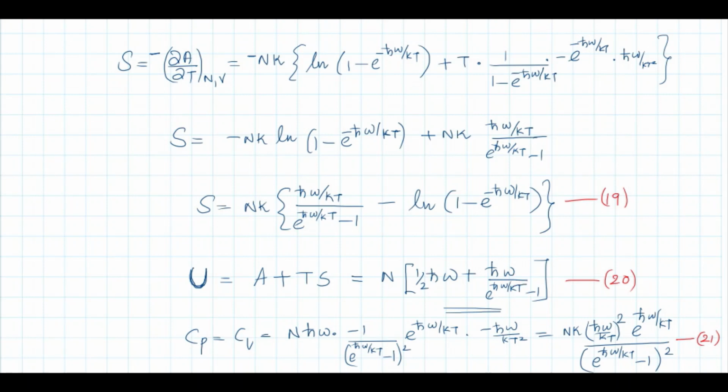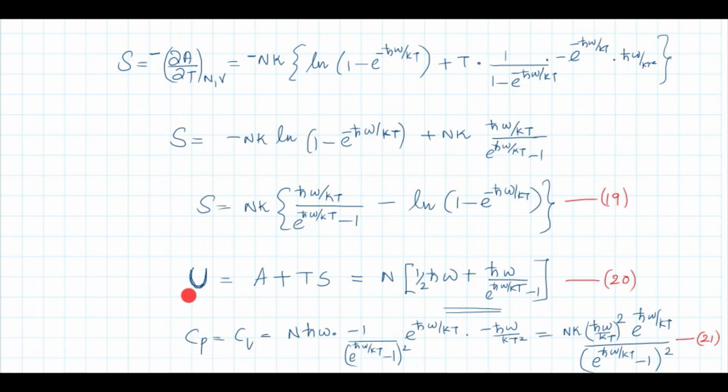Then Cp, Cv both are the same because there is no pressure. So internal energy and enthalpy are the same. So specific heat at a constant volume is dou U by dou T. Specific heat at a constant pressure is dou H by dou T. But H and U are the same. So Cp and Cv are the same.